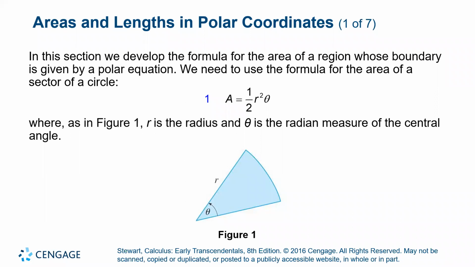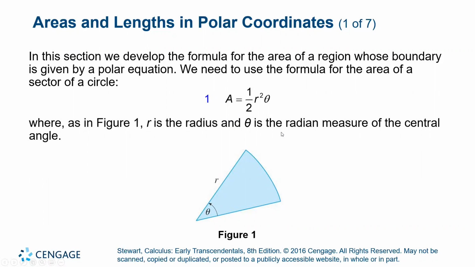So we're going to start out with areas. First, we need to figure out how we know what the area under a polar curve would be versus a Cartesian coordinate system curve. So we need to know the formula for the area of a region whose boundary is given by a polar equation. To do that, we use the area of a sector of a circle.